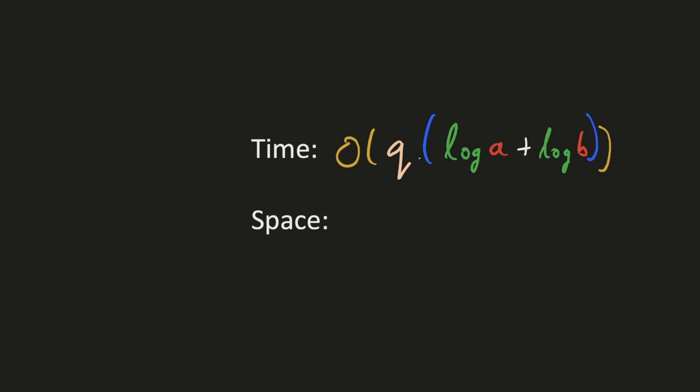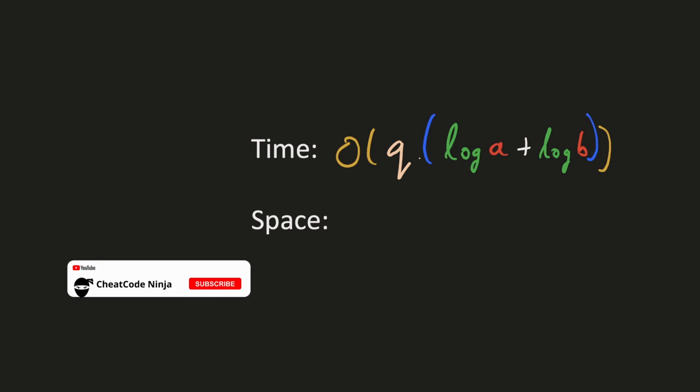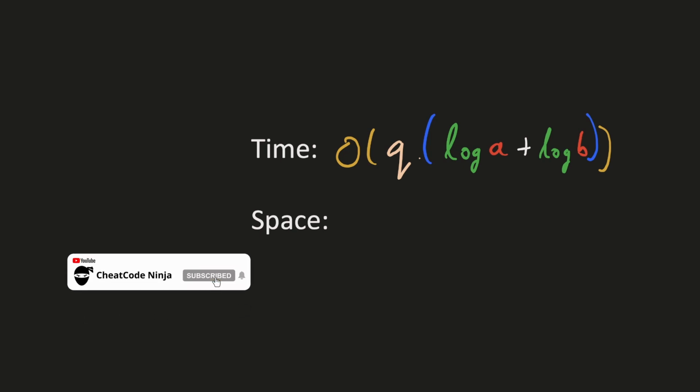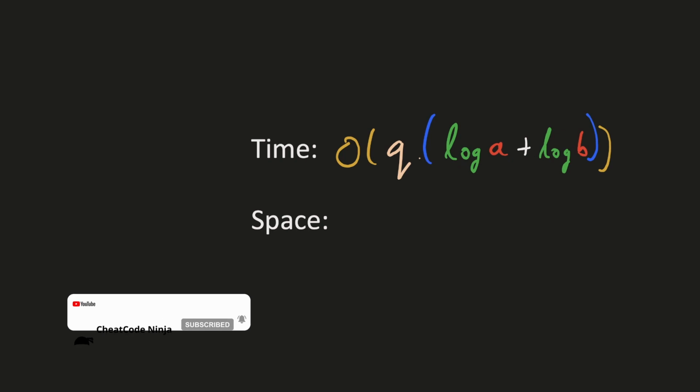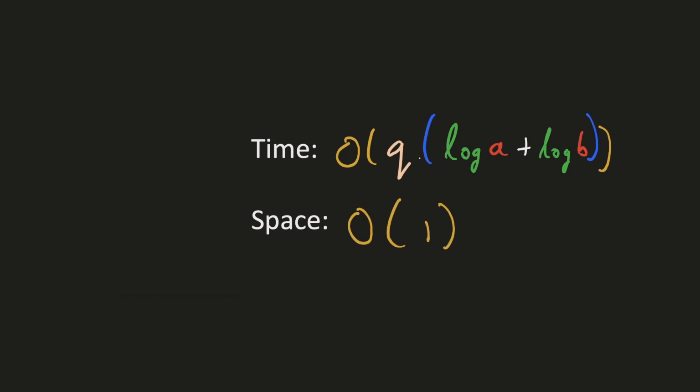The time complexity of this would be, for each query we have two nodes, and for each node we have to travel up to reach the lowest common ancestor. This would take log n time. So in total this would be q into log a plus log b. And for the space complexity, if we ignore the array required to store the output, our space complexity would be constant because we are only maintaining pointers to the two nodes.